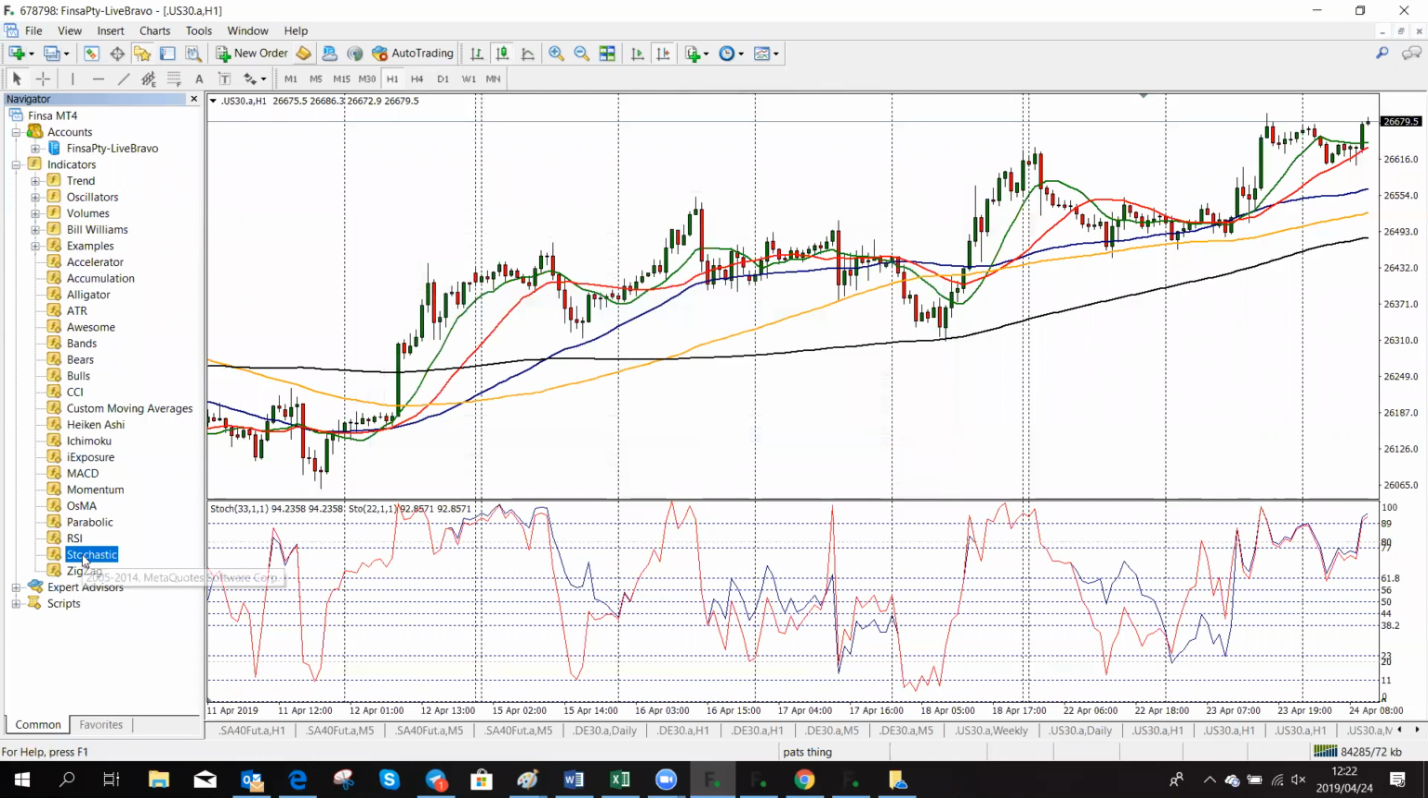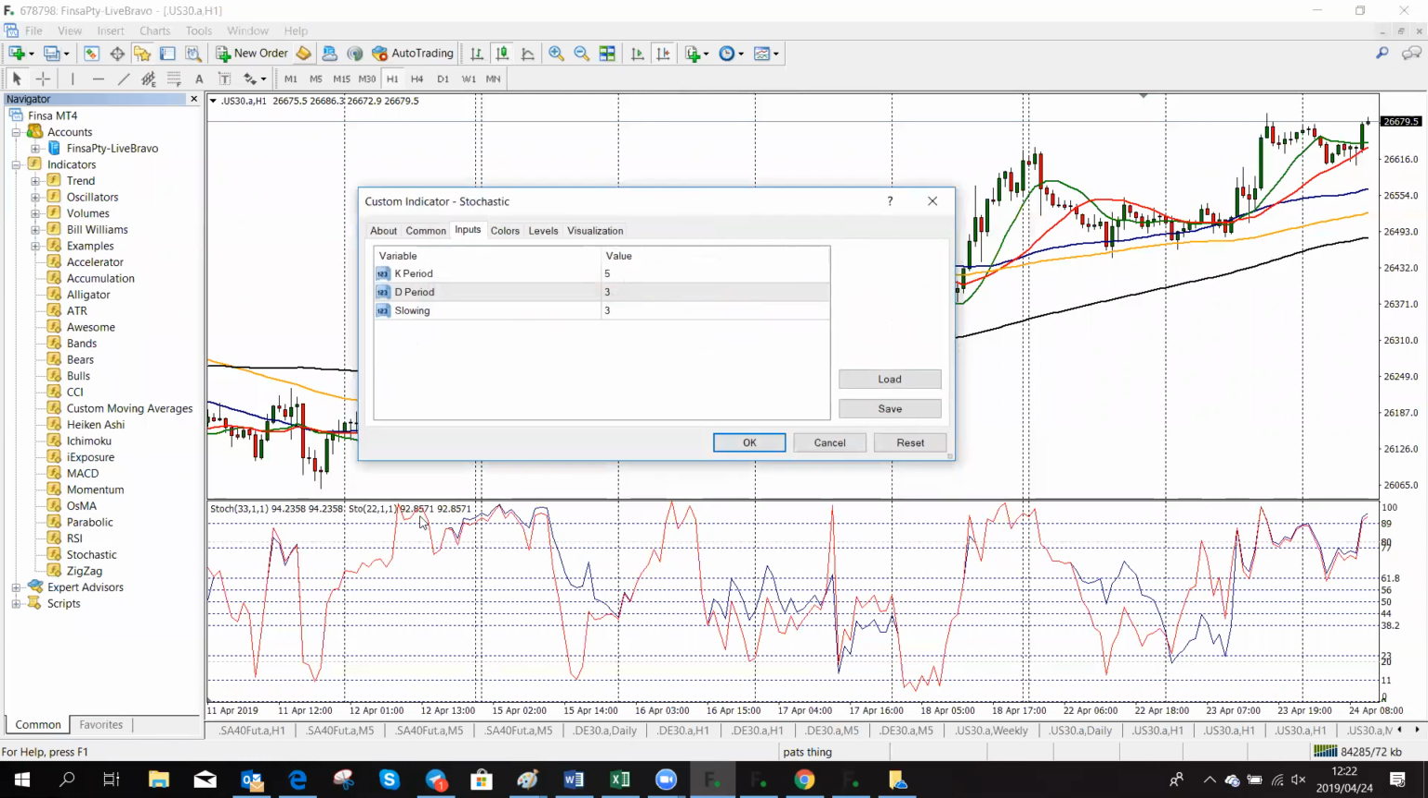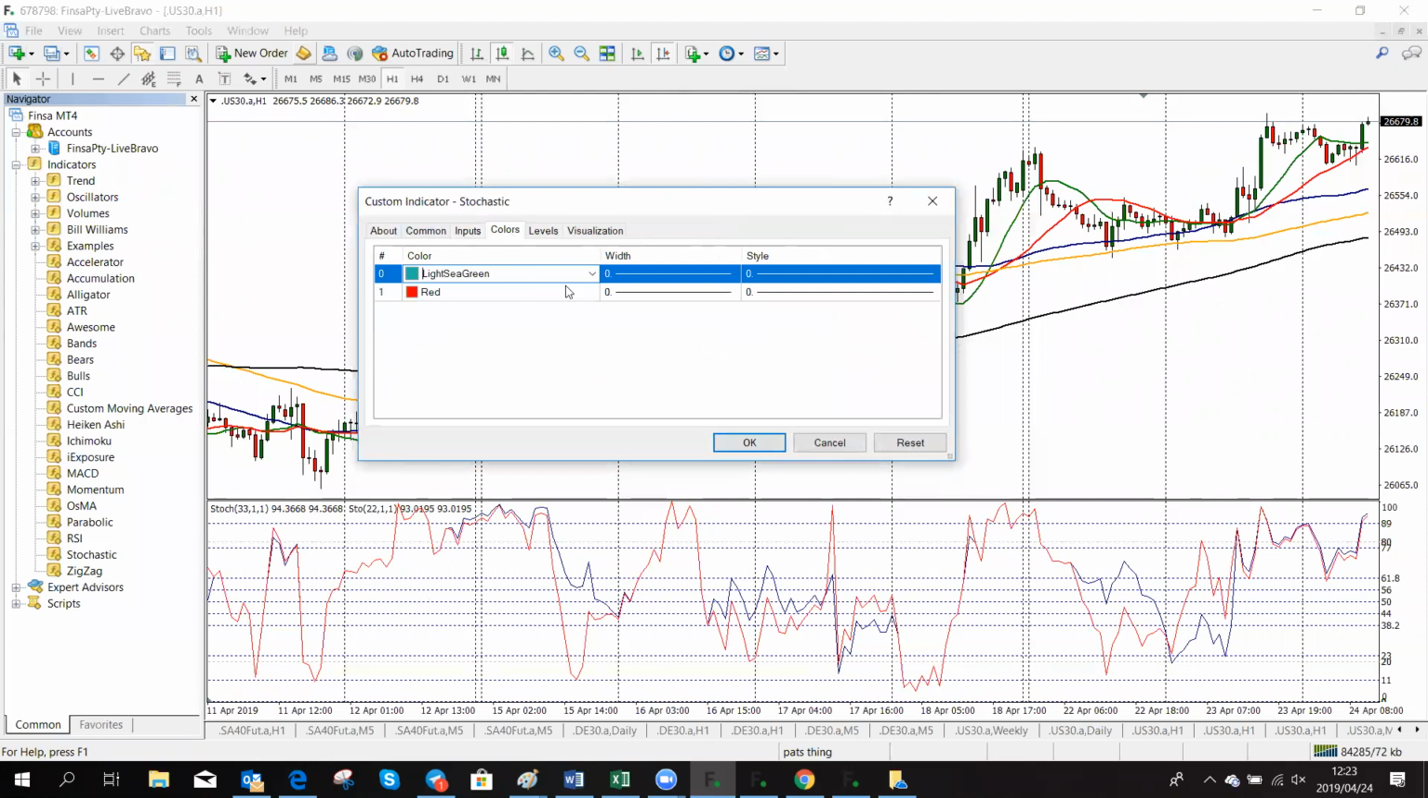We're going to drag and drop again. And that's going to change now to the 11. 1, 1. Both those colors are going to be green.